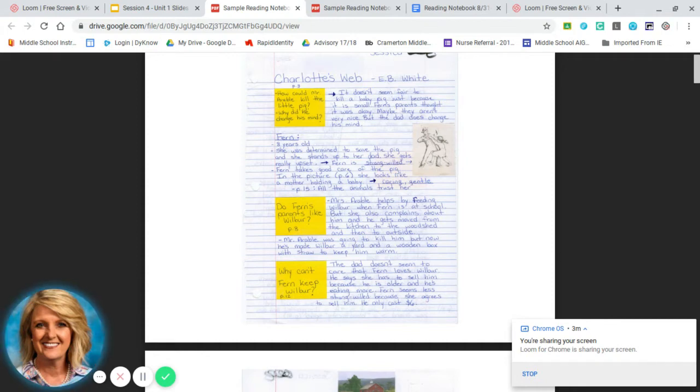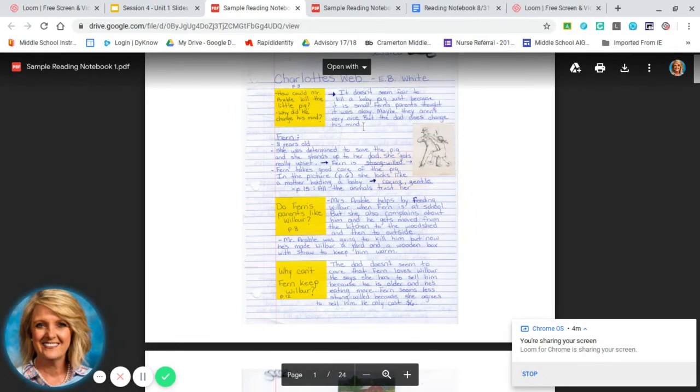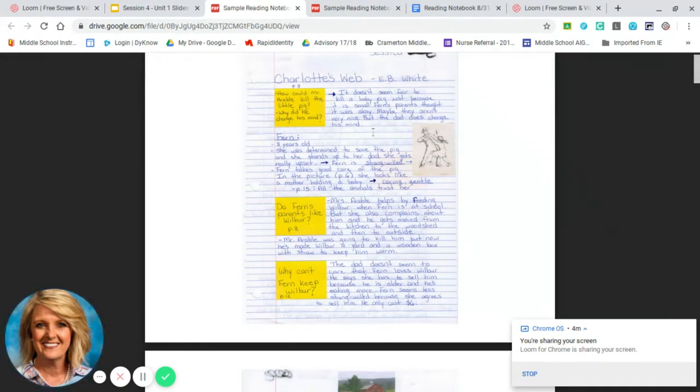And why can't Fern keep Wilbur? This was on page 12. So notice that on the sticky notes, you want to write down what page that you had that thought. That way, if you need to go back to that page and revisit your thinking, you can. Now, this type of strategy is called writing long about one of your annotations. So she took out 3 of her annotations, and the first one, how could Mr. Arable kill the little pig and why did he change his mind? As she read a little farther, she wrote, it doesn't seem fair to kill a baby pig just because it's small. Fern's parents thought it was okay. Maybe they aren't very nice, but the dad does change his mind. So she wrote long about her thinking.